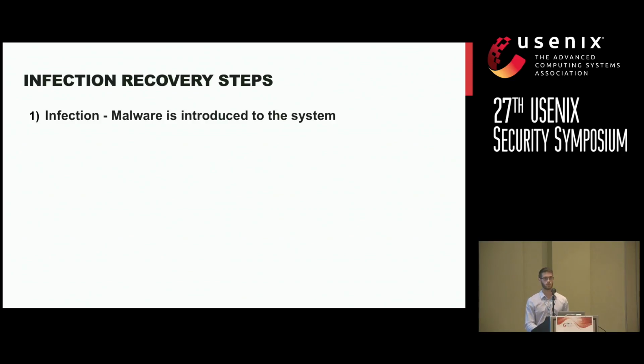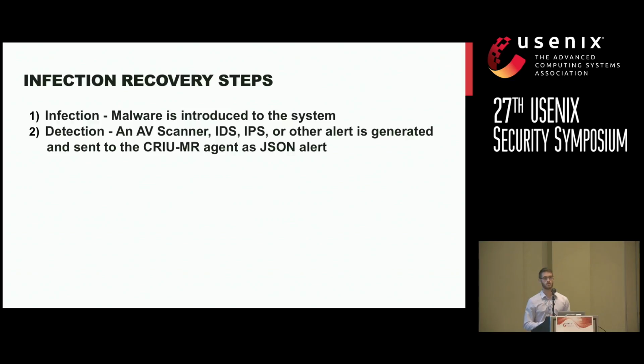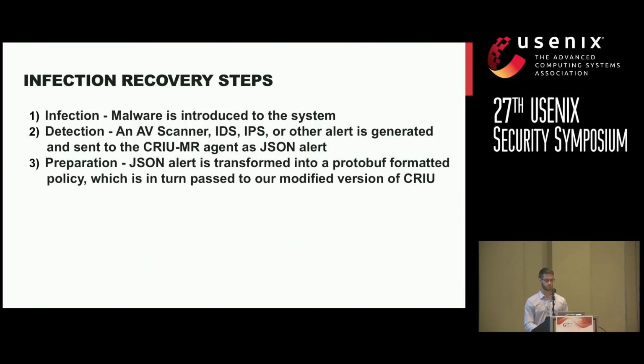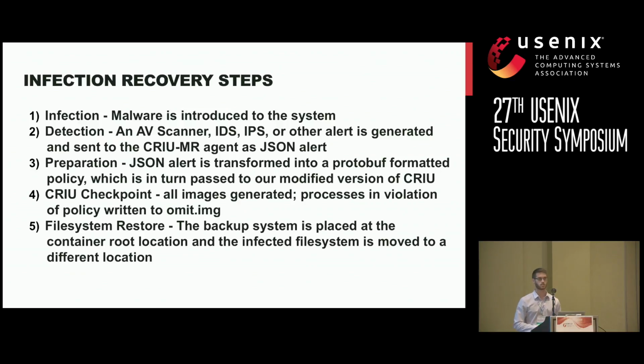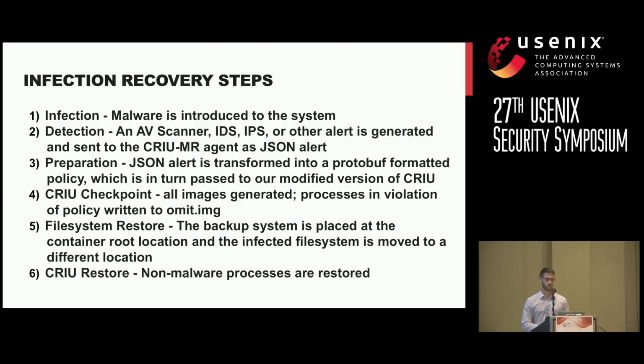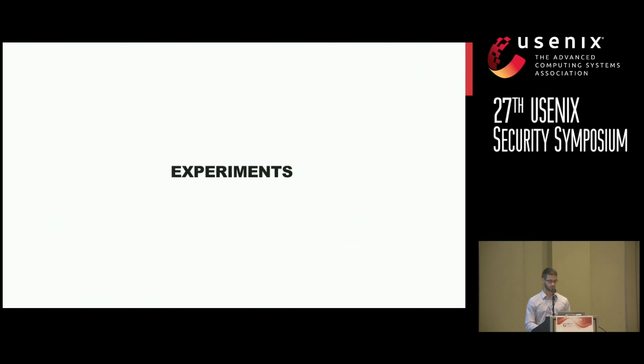So the full infection chronology looks like this. We have some way that malware gets onto the system. It's detected by IDS, IPS, a manual alert, whatever it may be, and it's sent to the CRIU-MR agent as a JSON formatted alert. The CRIU-MR agent converts that into the policy, and starts the checkpoint process. During the CRIU checkpoint process, policy violations are flagged and written to the emit image. The file system is restored, as I said, by swapping out the legitimate file system and the infected one. And finally, the restore process restarts all of the non-malicious processes.